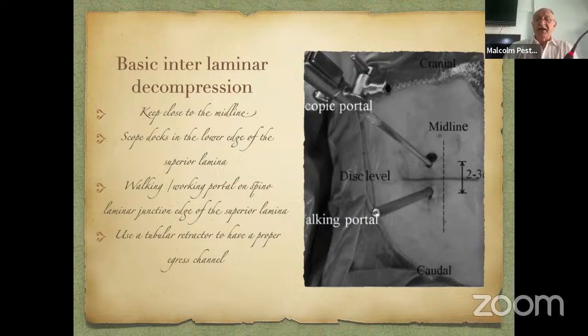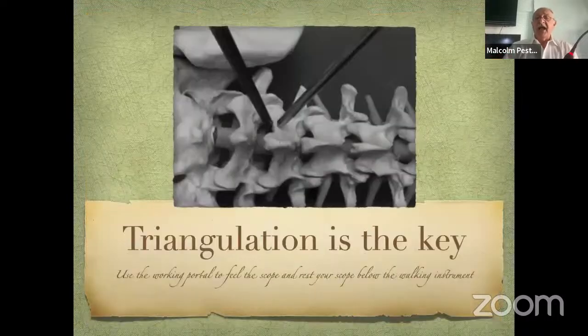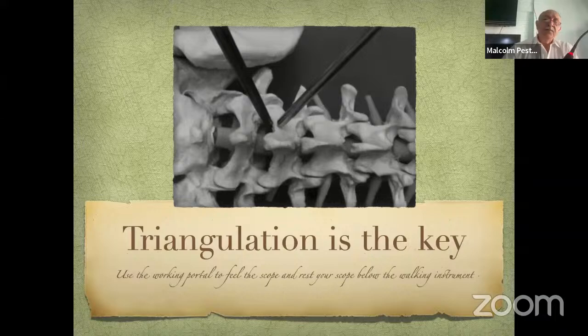You use a tubular retractor and you create a proper egress channel. Now, triangulation is the key. You're supposed to triangulate your 2 instruments at the spinolaminar junction edge. It's very easy when you put in the tubes and then you put in a scope by the side of it because it just slides down. And the tubes are so huge that they target and they triangulate the scope directly. So your triangulation is no longer a problem.